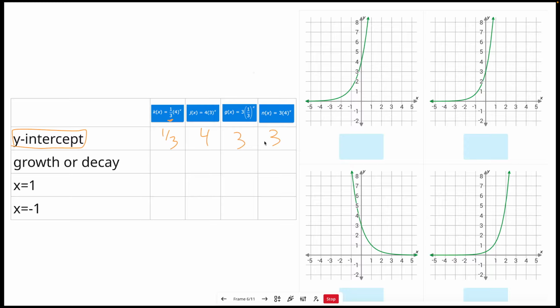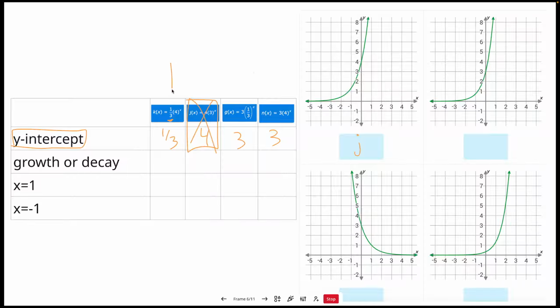Well, already we can start to eliminate and put some right answers, right? Because J is the graph with a y-intercept of 4. Well, look at the graphs on the right. Which one has a y-intercept of 4? It's this one, right? So J goes here, okay? Let me clean that J up. J goes here because it's the only graph with a y-intercept of 4. So boom, done with that one.